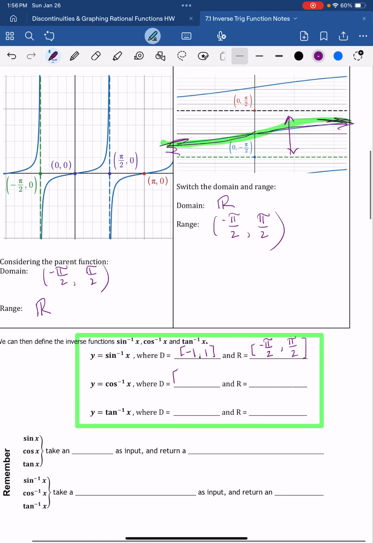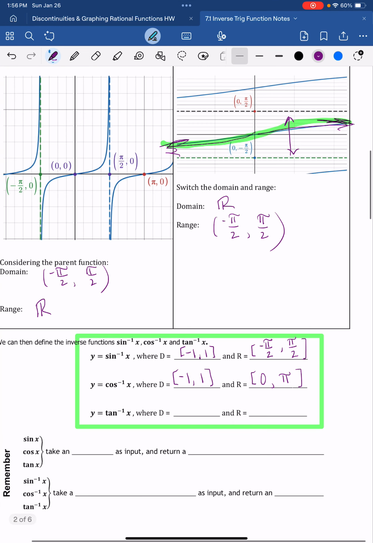Inverse cosine, the domain is going to be -1 to 1, and my range is going to be from 0 to pi. And tangent, my domain is going to be all real numbers, inverse tangent, and my range is going to be negative pi over 2 to pi over 2.